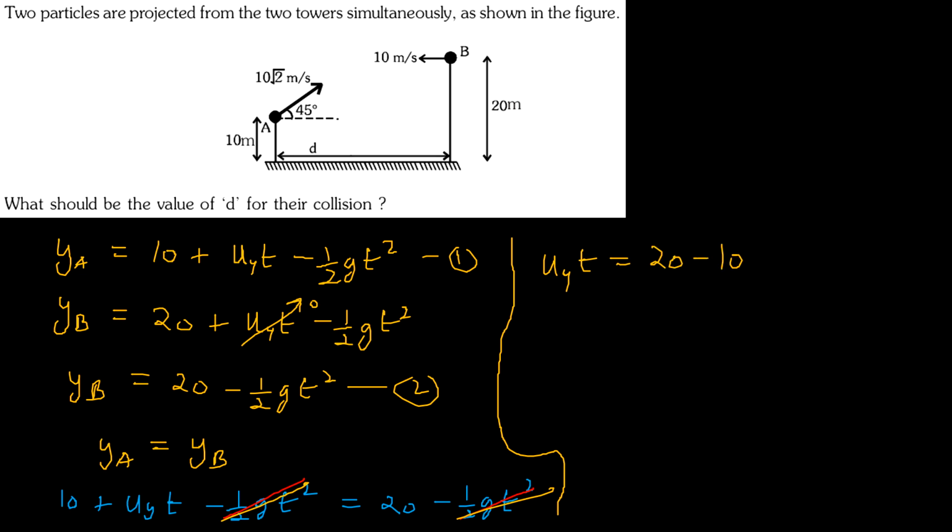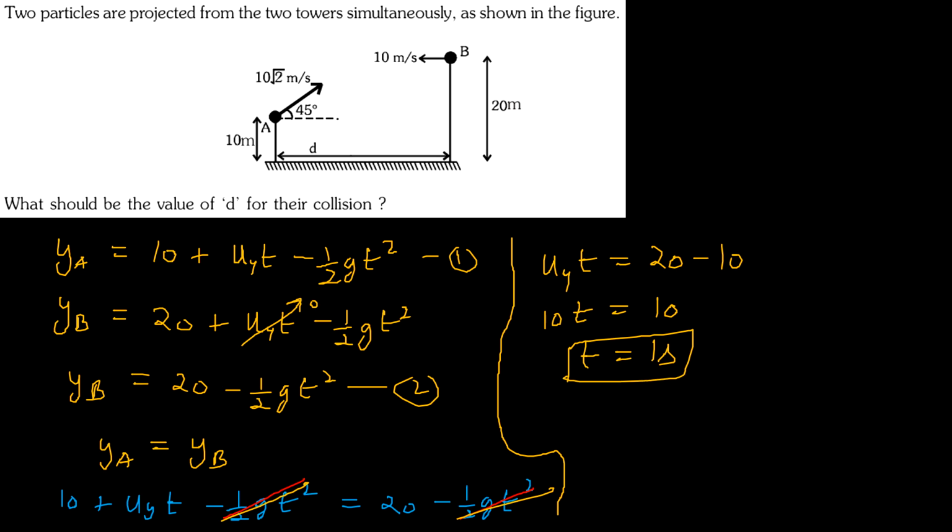Now what is uy? Now look at here. If the velocity is 10 root 2, then the vertical velocity will be, now the angle is 45, so this velocity will be 10 because the angle is 45. Okay, so I am taking uy as 10 here. Now 10t is equal to 10, so t is 1 second. Now after 1 second they will collide.